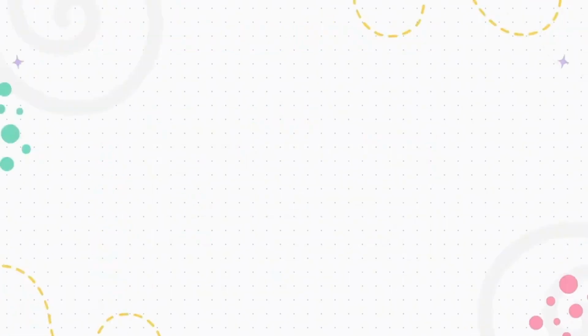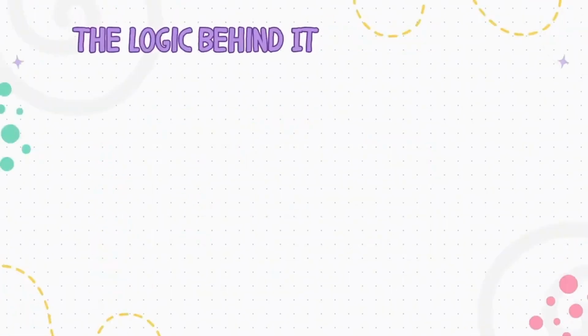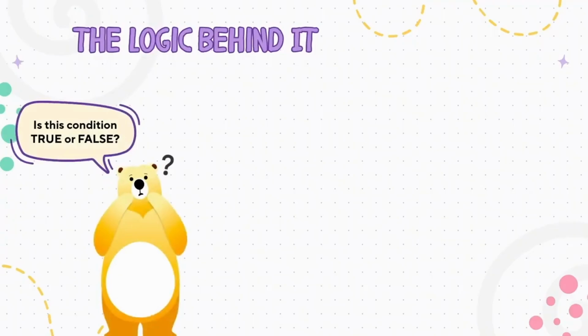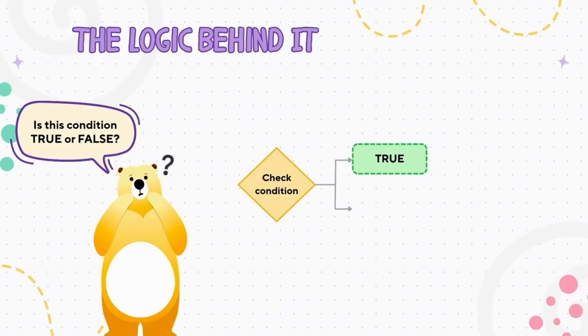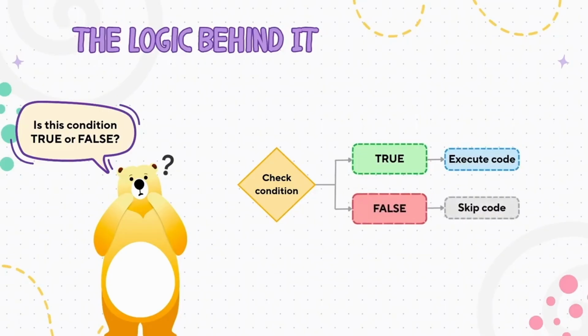So before we get into coding, let's understand the logic behind conditional statements. Every conditional statement in R comes down to one simple question: is this condition true or false? And R does not guess. It evaluates the condition, gets either a true or false value, and then decides what to do. If the condition is true, the code inside the code block will run. That is, the code will execute. And if it is false, the code is skipped, or R moves to another option like the else block. So this is the basic logic behind it.